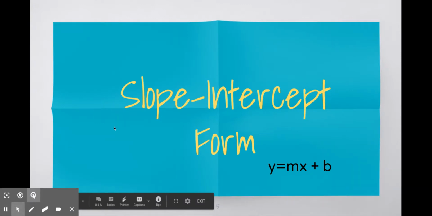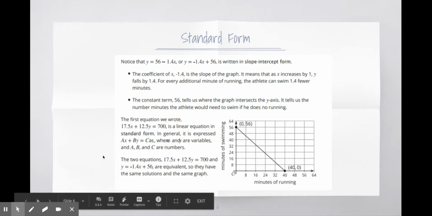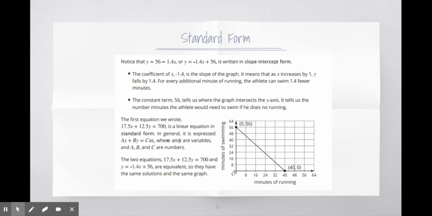So let's now talk about slope-intercept form using the same equation. So here's the rewritten equation that we just figured out on that slide before. And that coefficient of x, the negative 1.4, is the slope of our graph. So this means that as x increases by 1, y falls or decreases by 1.4. For every additional minute of running, he would swim 1.4 fewer minutes if we're thinking about the context.